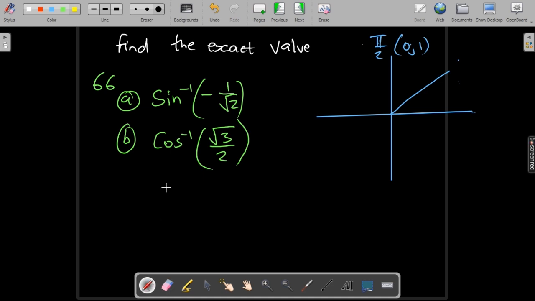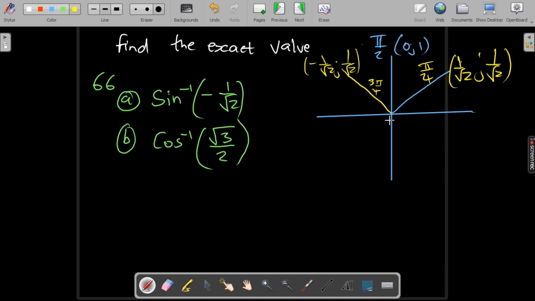So we know that at each of the quarters, we have these values and they just alternate signs based on the quadrant. So in the first quadrant, we have this. And in the second quadrant, at 3 pi over 4, then we know that we have this. And in the third quadrant, we have 5 pi over 4. And there you have this. So they're both negative here.